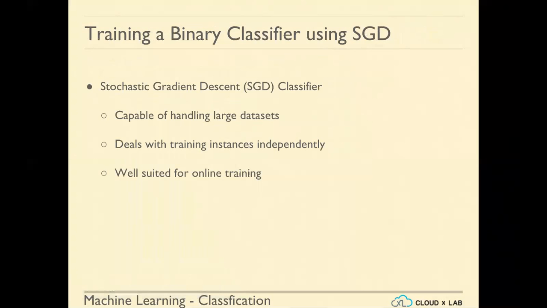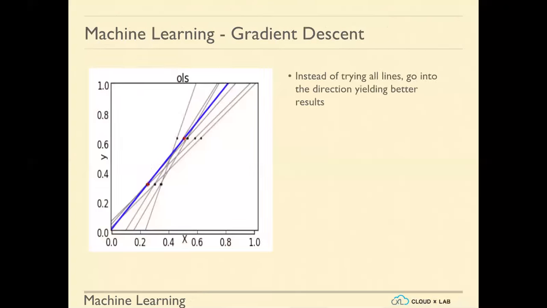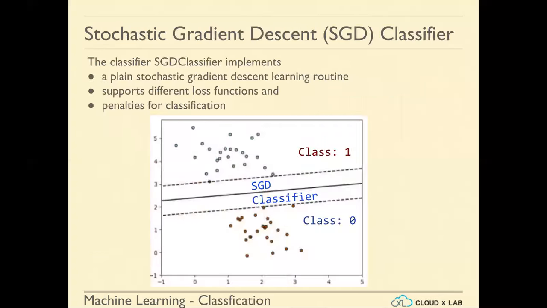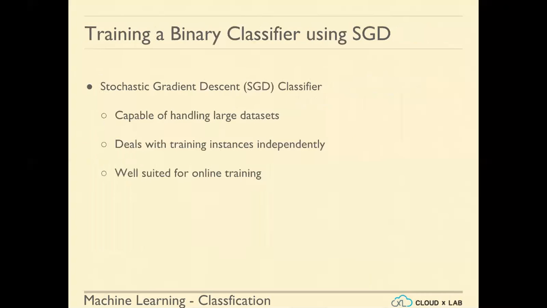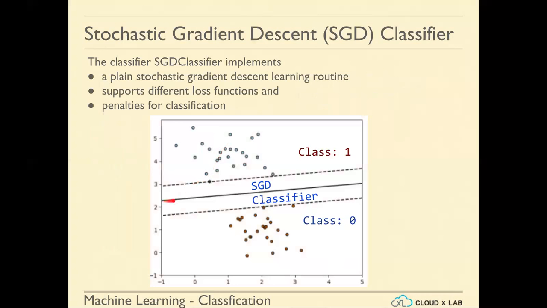So SGD classifier is capable of handling large data sets and dealing with training instances independently. It is well suited for online learning. Basically we try to draw the line separating the two data. Right now, since we are trying to classify the values in two dimensions into two classes, we are trying to draw the line such that it is equidistant from both. So we are trying to figure out what that line will be. And this line will be our model.